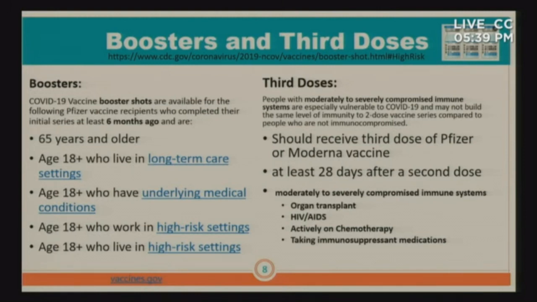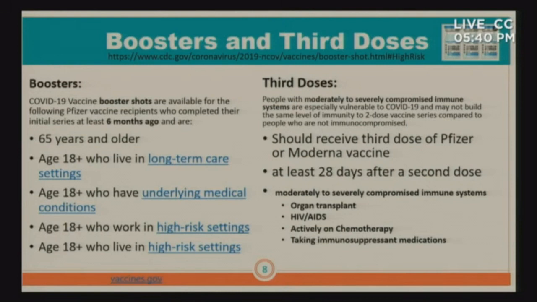And that is specifically for people who have an organ transplant, HIV or AIDS, or are actively on chemotherapy. In other words, you're getting cancer treatment at this time, not that you got it in the past, but that you're actively on it. Or you're taking immunosuppression medications, such as people who have severe rheumatoid arthritis who take this medication, therefore their immune system is low. So if you can remember to ask for the right thing, you can get it.